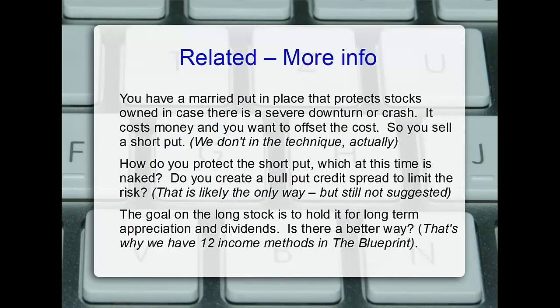Well, that's why there are 12 different income methods discussed in the blueprint. None of those 12 are doing the bull put spread or really the naked put, except for one exception, and that's income method number 7, which we won't get into. But let's take a look at what we're talking about here, and then, of course, get into the straddles as well.